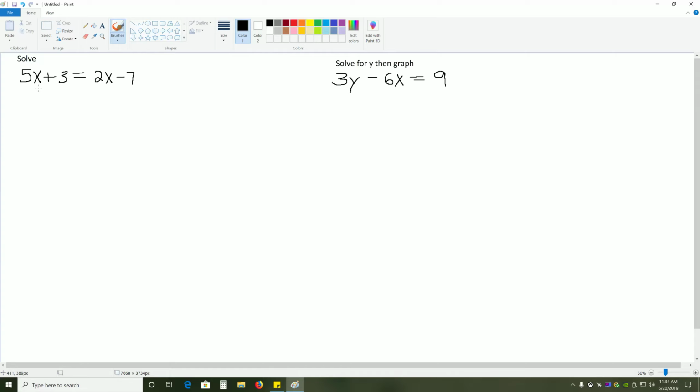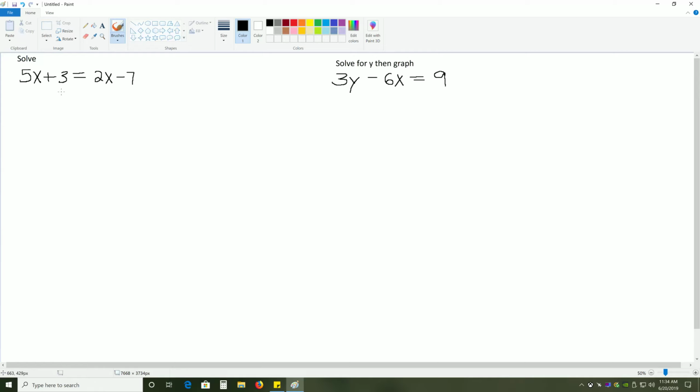that variable on one side of the equation completely alone. So our first step is to move the smaller variable's coefficient to the other side. The coefficient is the number in front of your variable. In this case, there's a 5 in front of our x, and there's a 2 in front of this x. We want to move the 2 to the other side because it's smaller.